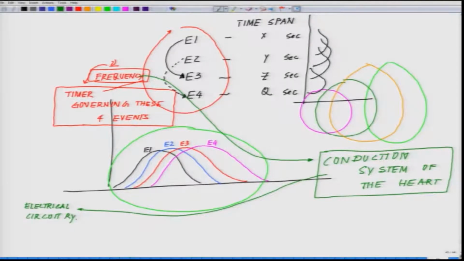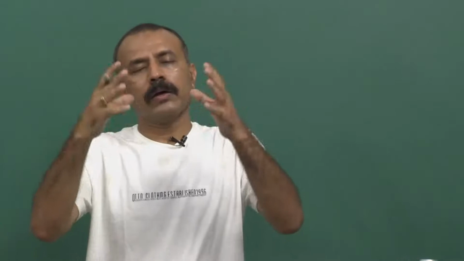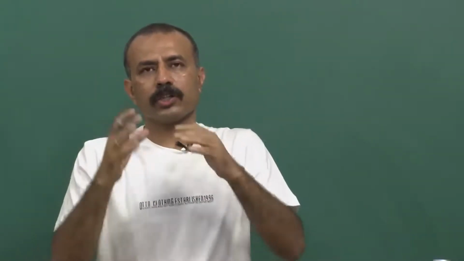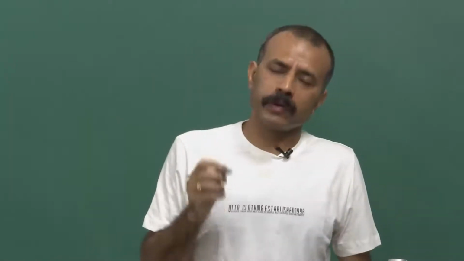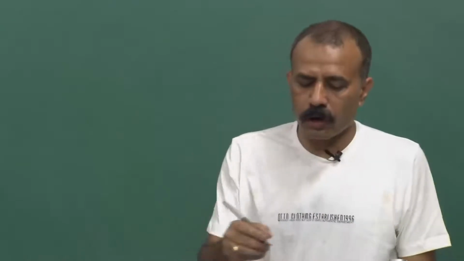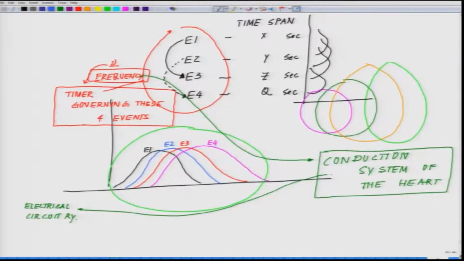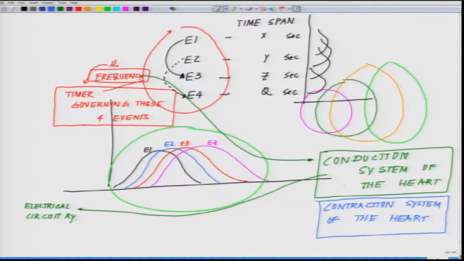Right? The second system which is happening in parallel is a mechanical event, which is the filling, expansion, contraction of these four chambers, happening in a rhythmic fashion, and that process is called the contraction system of the heart. So, it is the conduction system which regulates the motion of the contraction system, right?